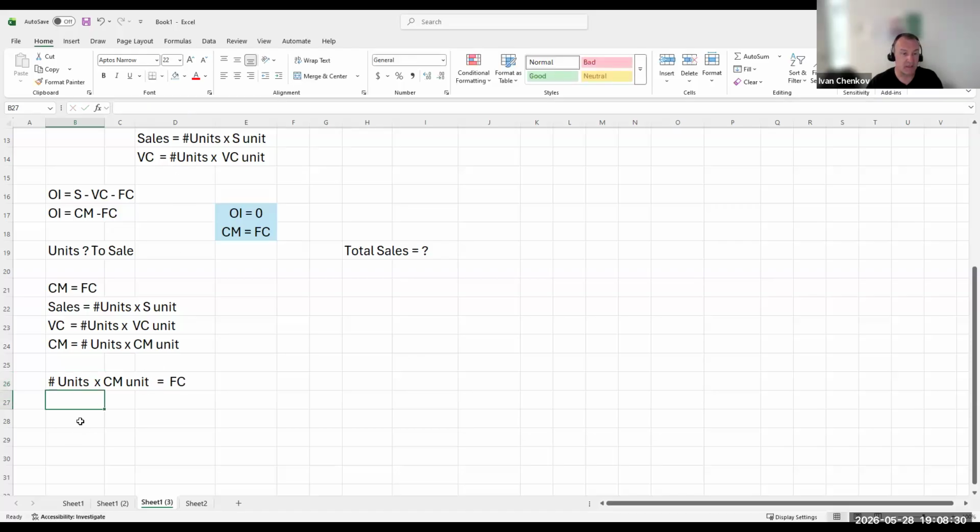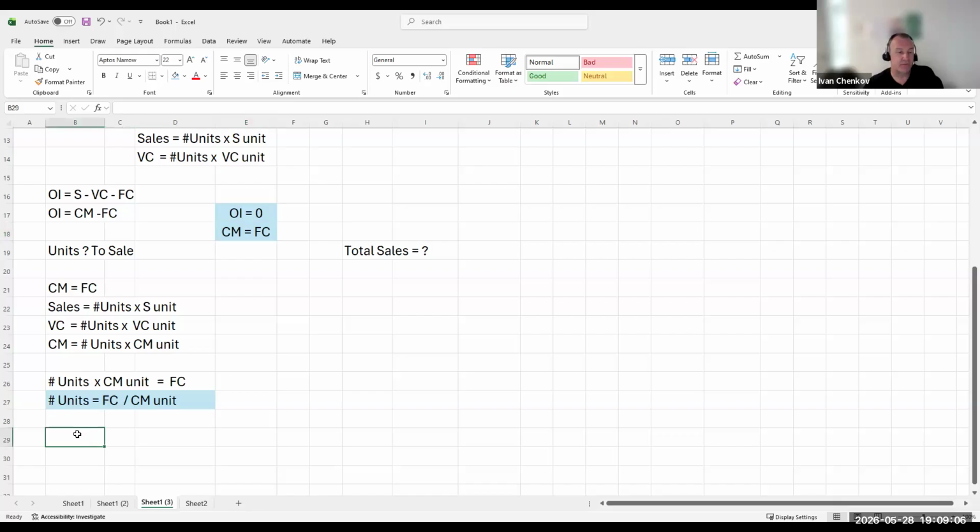So from this formula, can I find the number of units that I need to sell? The only thing I have to do is flip the contribution margin per unit to the other side. So what will that be? The number of units that I need to sell should be equal to the fixed cost divided by contribution margin per unit. Okay, we have a formula now which is going to bring us to break-even, where the contribution margin is equal to the fixed cost.